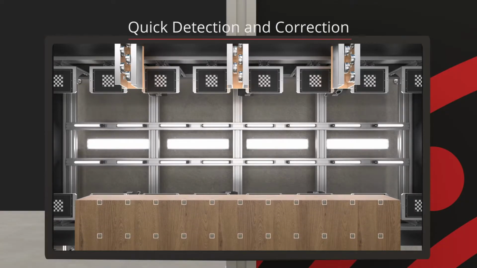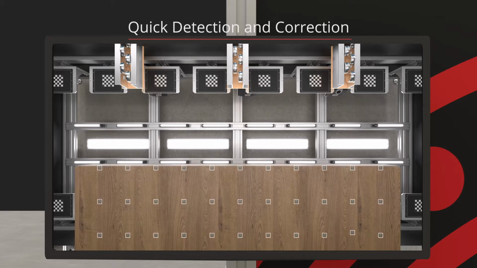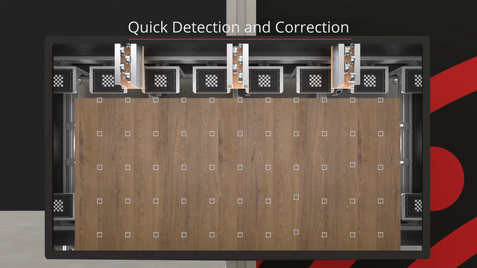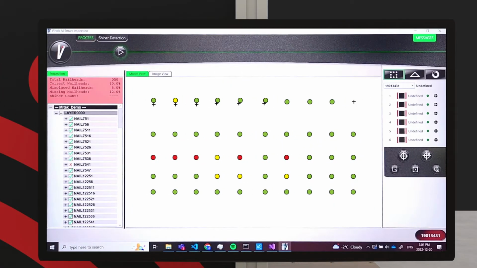As the panel moves into the machine, the system captures the nail positions and visually highlights the incorrect ones with a laser projector. On our big screen, it's even clearer. Failures are marked in red and slight deviations appear as yellow, giving you instant feedback.